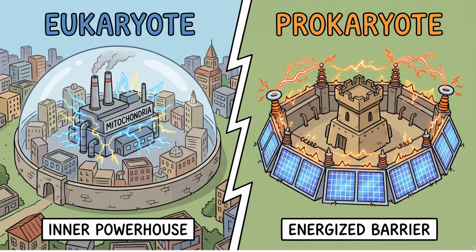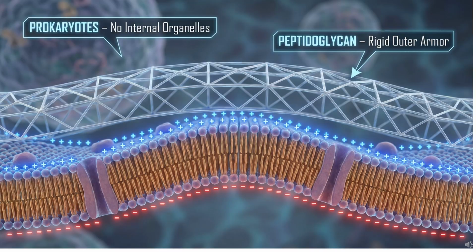But prokaryotes? They don't have mitochondria. In fact, they don't have any internal membrane compartments at all. This means the bacterial cell membrane is forced to do everything. It doesn't just act as a barrier, it is the power plant. The entire electron transport chain is embedded right there in the outer membrane. A bacterium turns its entire outer edge into a massive, highly charged battery.